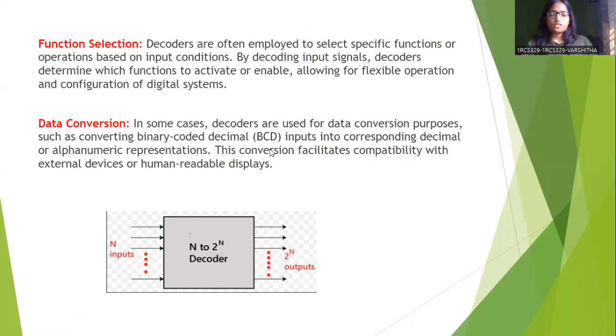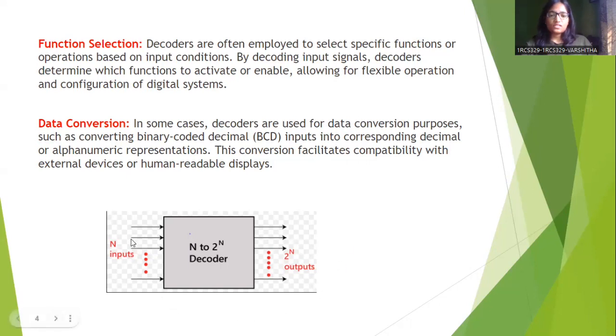Function selection. Decoders are often employed to select a specific function or operation based on the input condition by decoding input signals. Decoders determine which function to activate or enable, allowing for flexible operation and configuration of digital systems. Data conversion: it is very helpful to convert binary coded decimal input into the corresponding decimal or alphanumeric representation.